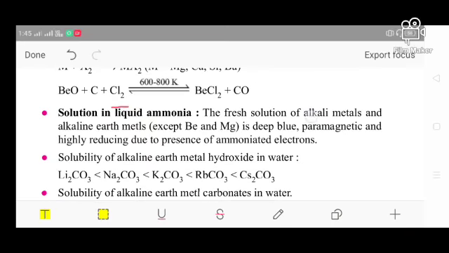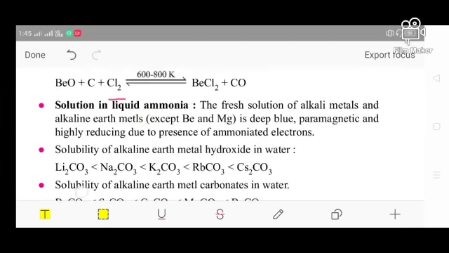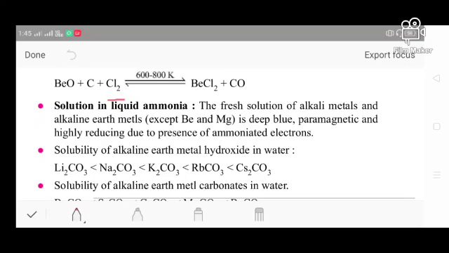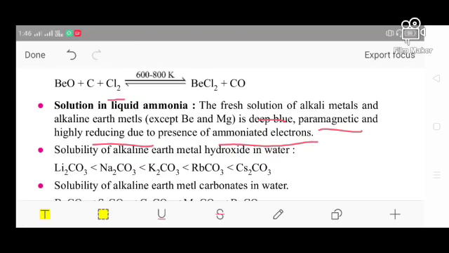Solution with liquid ammonia. The fresh solution of the alkali metals and the alkaline earth metals, except beryllium and magnesium, is deep blue, paramagnetic and highly reducing due to the presence of ammoniated electrons. You have to remember that the fresh solutions of alkali metals or alkaline earth metals become deep blue in color, they are paramagnetic, and they are highly reducing due to the presence of ammoniated electrons. Why is it reducing? Because ammoniated electrons are present.